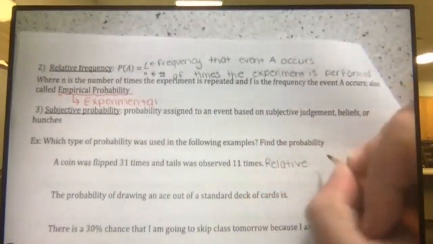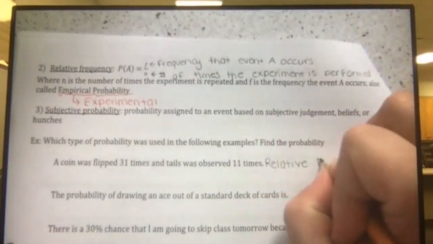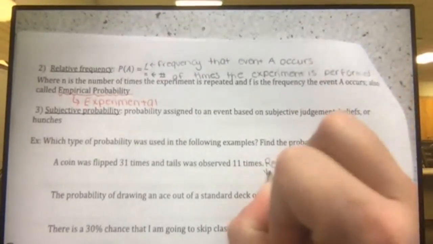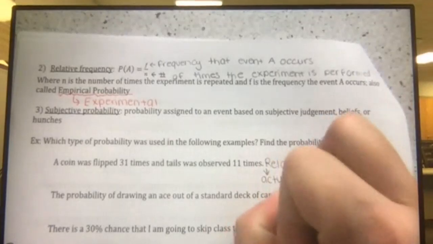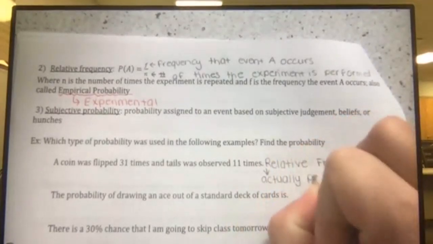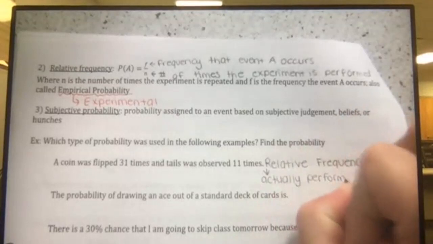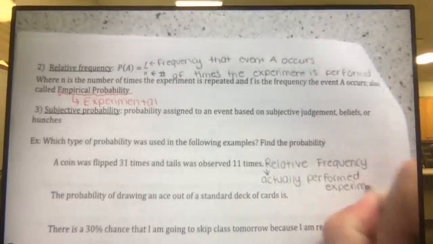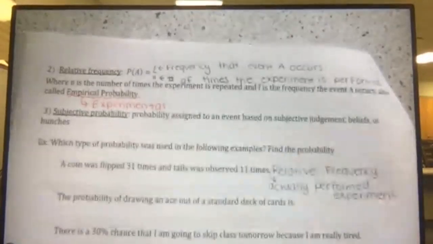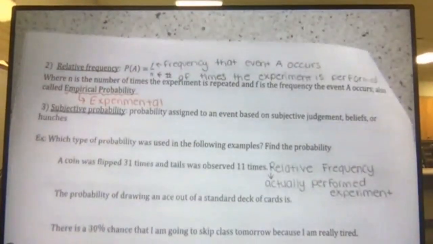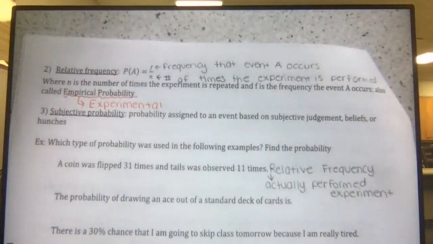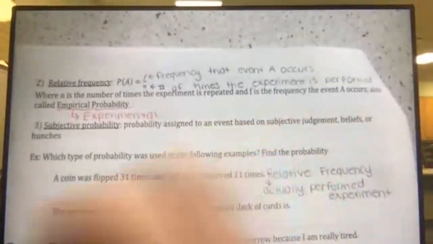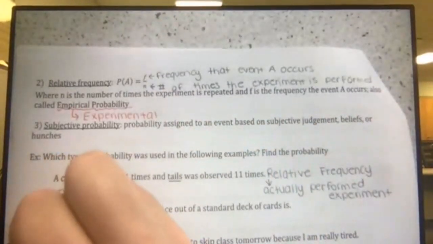So the first one is they actually performed the experiment. So this would be our relative frequency. They actually performed an experiment. They actually flipped the coin 31 times and found that it landed 11 times on heads. So now let's find the probability. So we're trying to find the probability that it lands on tails.